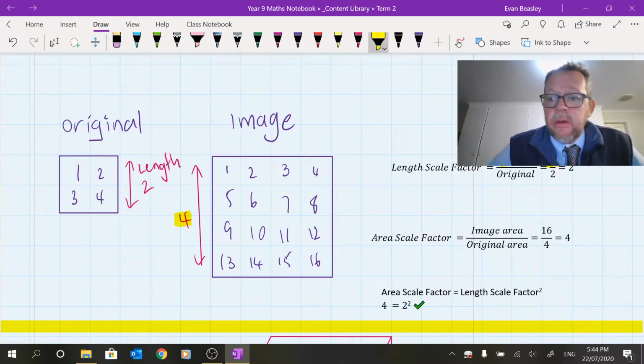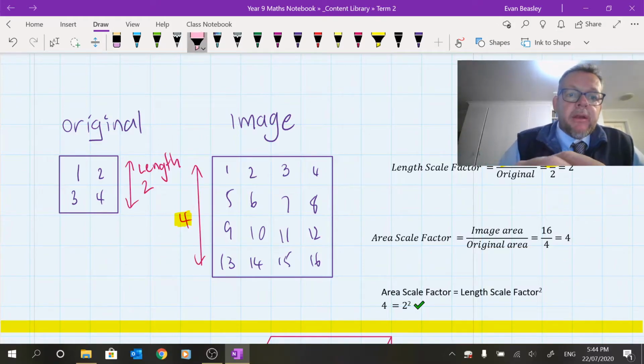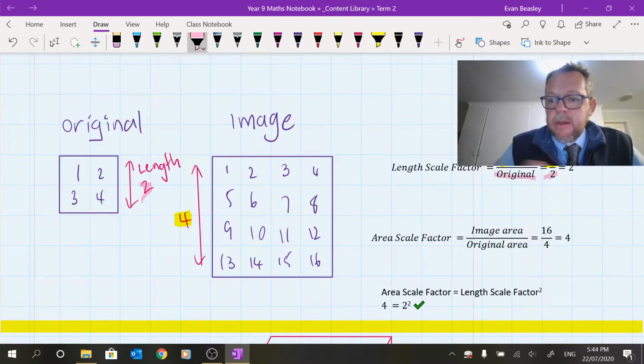I substitute 4 into there instead of writing the word image. And then over here, my original is 2. Now 4 divided by 2 is a scale factor of 2. So that's kind of straightforward. Now let's see what that means for area scale factor instead.